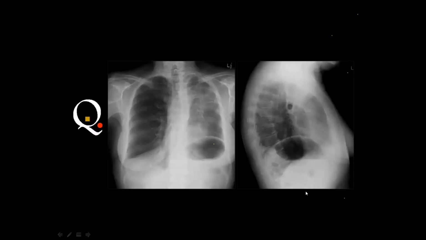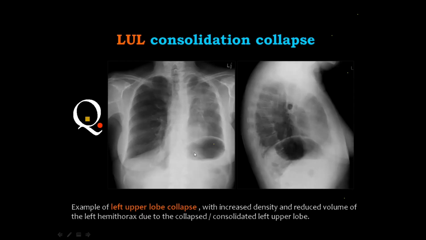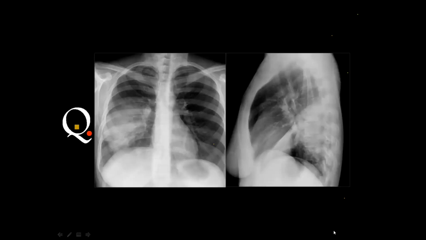And this is left upper lobe. Left upper lobe loss of volume and opacity means consolidation and collapse. And this is left upper lobe consolidation and collapse. Actually, many times this collapse will result from a neoplasm that has obstructed the bronchus. But if you look to the region of the hilar shadows, they are clear of any opacity to suspect this, so this is simple left upper lobe consolidation collapse.